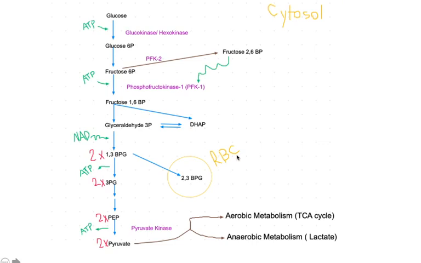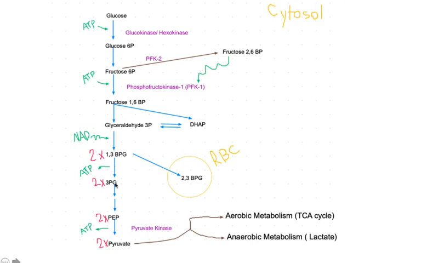So if RBC is in the oxygen unloading state, the concentration of 2,3-BPG should be increased, which means that 1,3-BPG will be converted to 2,3-BPG instead of 3-phosphoglycerate, and it will be at the net expense of this ATP in here. And guess what? RBC is heavily dependent on this glycolytic ATP, and it has to sacrifice this tiny amount of ATP it has to produce 2,3-bisphosphoglycerate. Interesting.